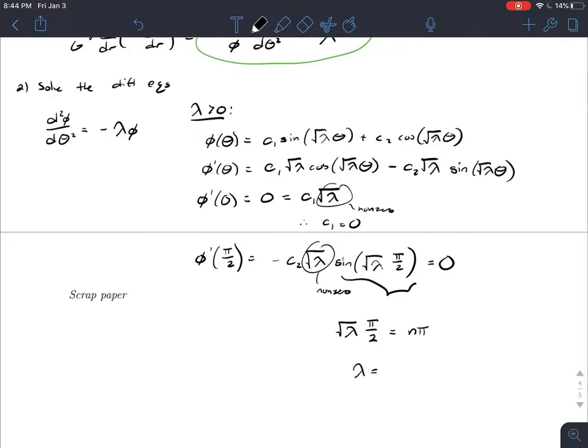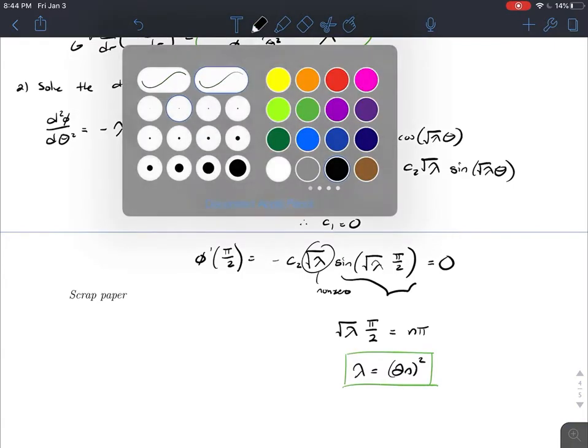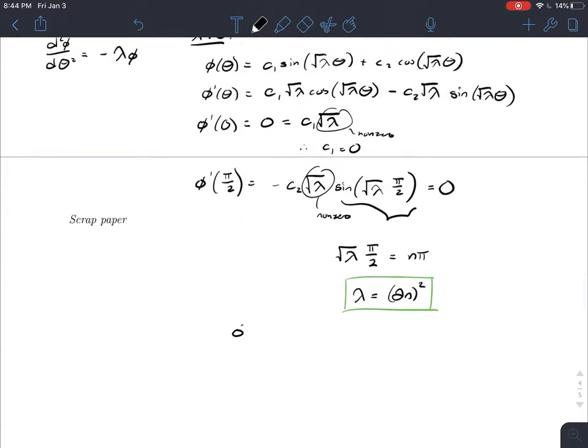Okay, and consequently, sine is equal to 0 for each lambda where lambda is equal to 2n squared. Let's put this in green. And then our differential equation for phi is simply going to look like c2 cosine 2n theta. Cool.